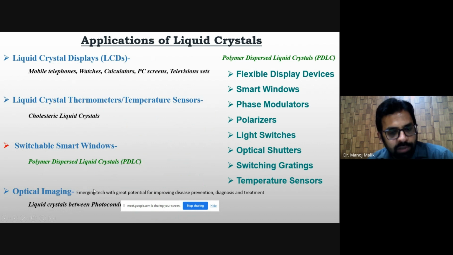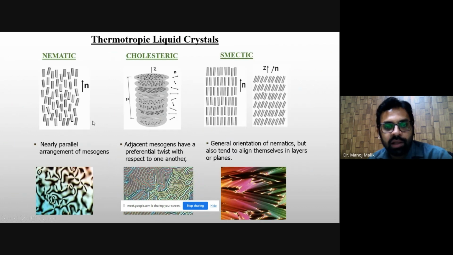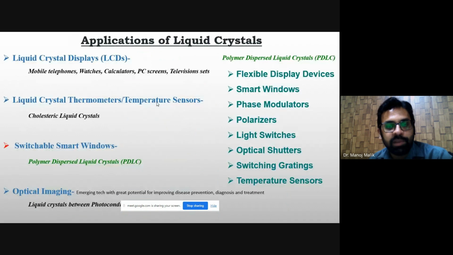Then optical imaging also, because of their selective reflection, just like in this slide I showed, there is this layer of liquid crystals. In each layer, they are orienting in one direction, but helically they are arranged one above the other. So this gives rise to a pitch of the liquid crystal, and selective reflection and transmission of light can take place, giving rise to colors or optical imaging.